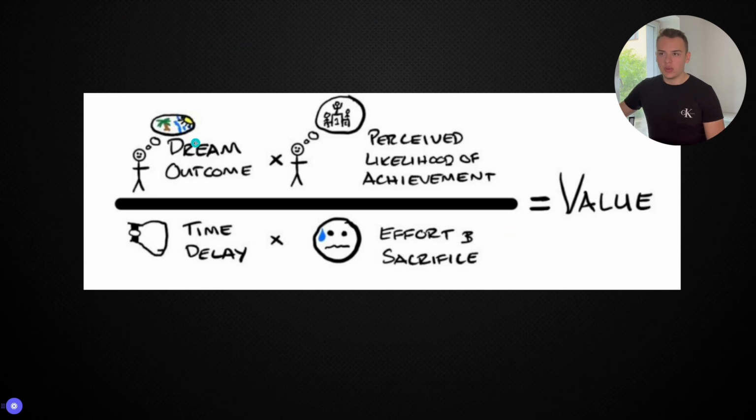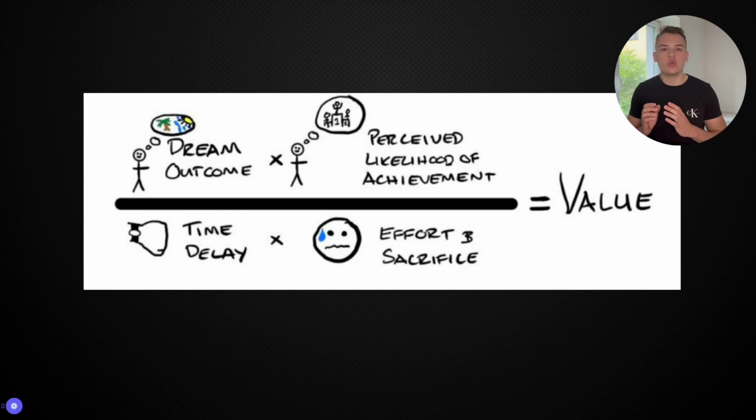Your dream customer has some kind of dream outcome, perceived likelihood of achievement, and then time delay and effort and sacrifice, okay? So they have some kind of dream outcome that we were talking about earlier, and then there is the question: do they actually think that you can help them get to their outcome? What is the likelihood that your thing gets them to their dream outcome? Your thing needs to be the most convincing thing that will actually get them there, okay?